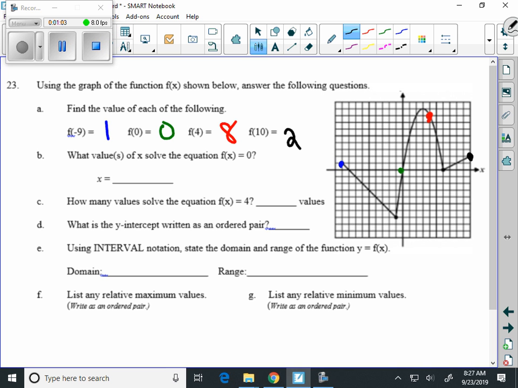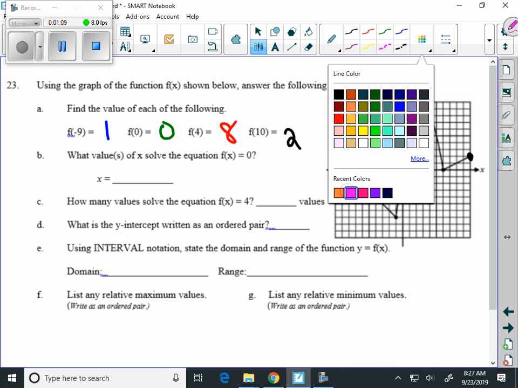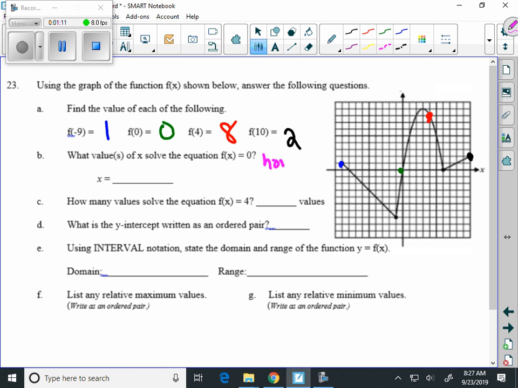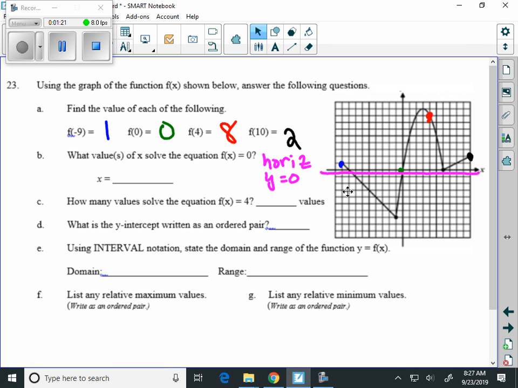What values of x solve the equation f of x equals 0? Remember that f of x equals 0 is a horizontal line. It's the horizontal line y equals 0. So if we write that in here, I'm going to have to move it up a little bit. But if I scoot that up, what values?